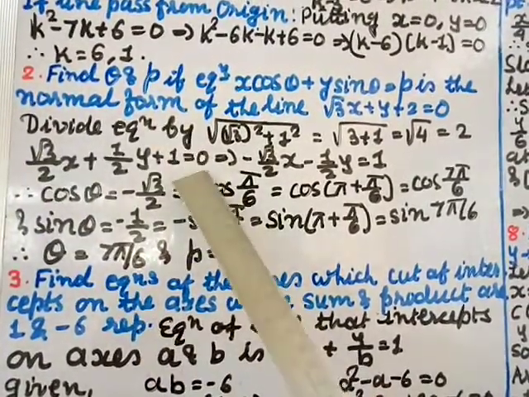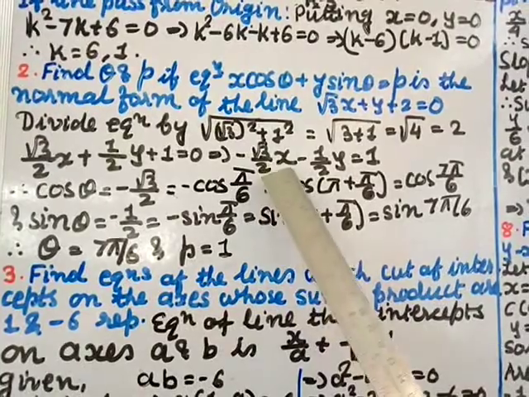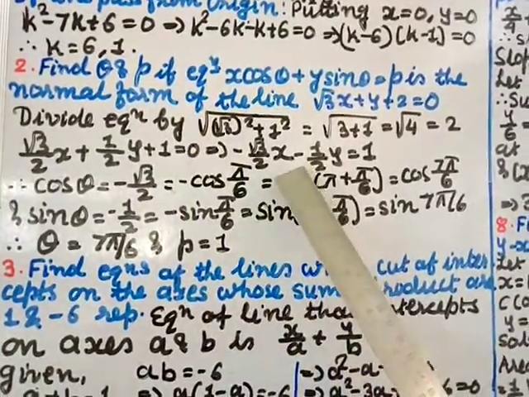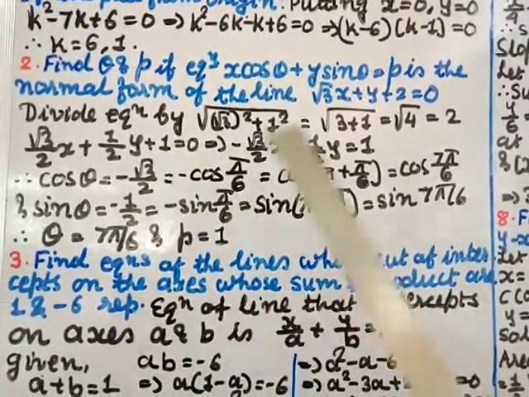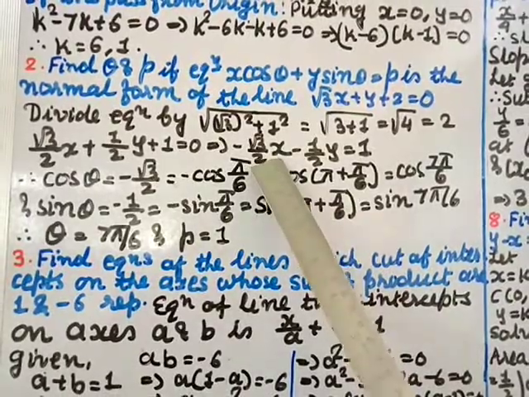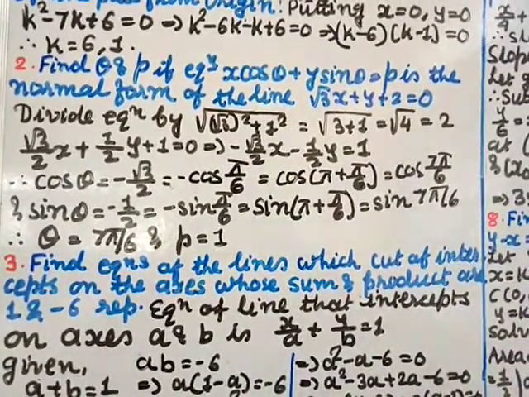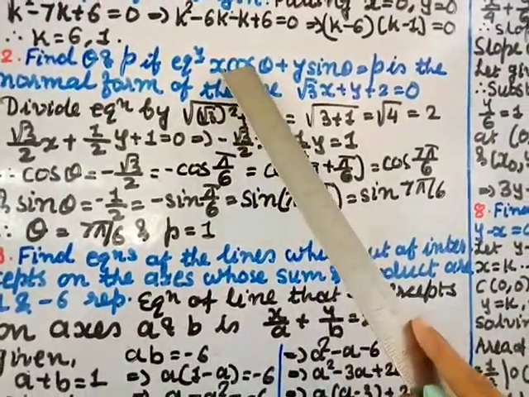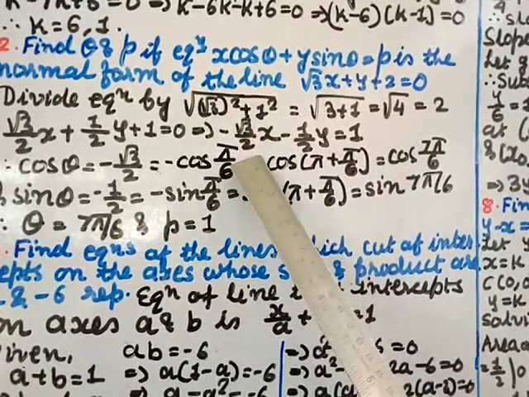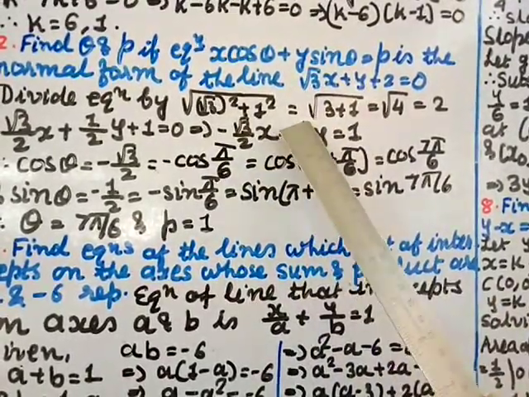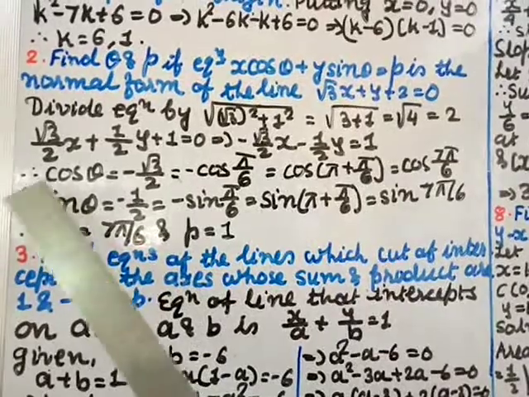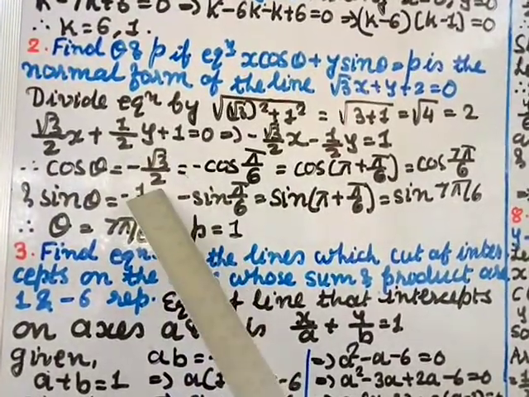So when you transfer this over here, it becomes minus root 3 by 2 x. This you transfer here becomes minus 1 by 2 y, and here it remains equal to 1. Now compare this with the normal form of the equation of a line. So here cos theta is minus root 3 by 2, and sin theta is minus 1 by 2.